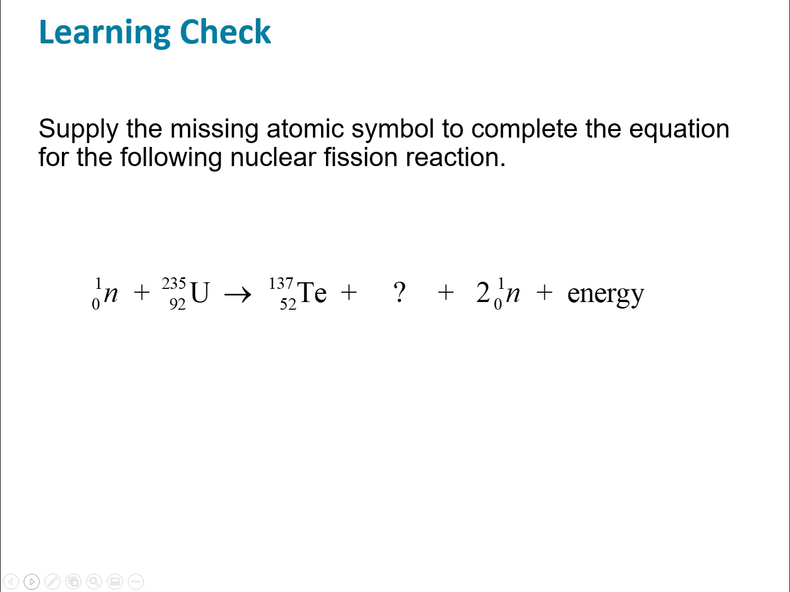This last learning check is kind of like a review of both nuclear fission and writing balanced nuclear equations. So I want to go through this one really quickly and then do reminders, and then we'll be done. So we talked about nuclear fission and how you take a particle, you bombard a nucleus, and then you can create some new elements, some particles, and release a lot of energy.